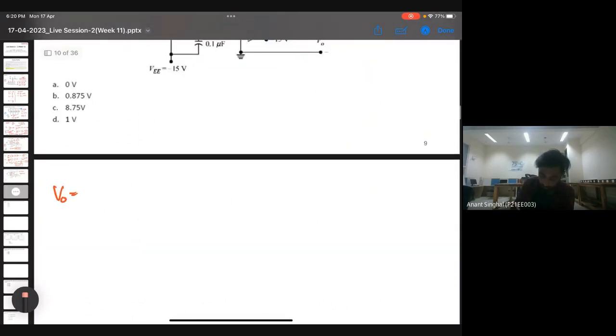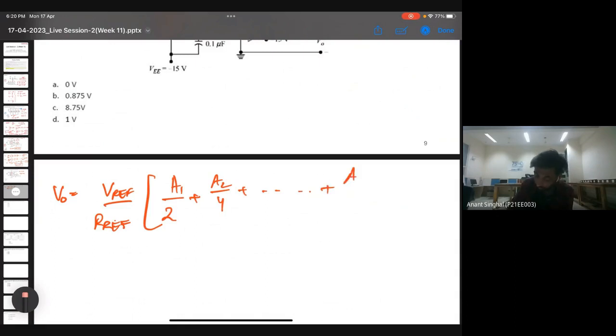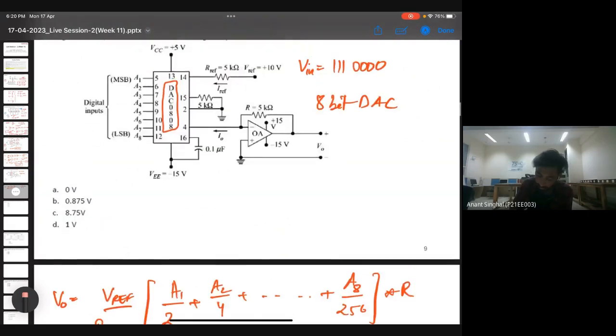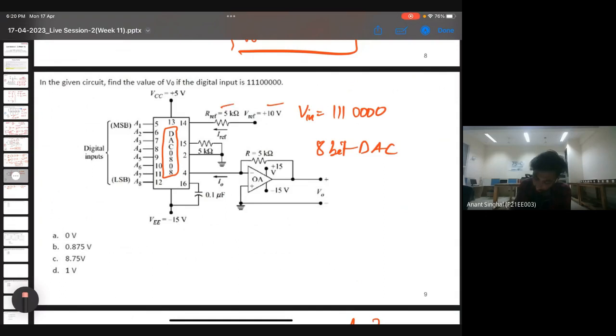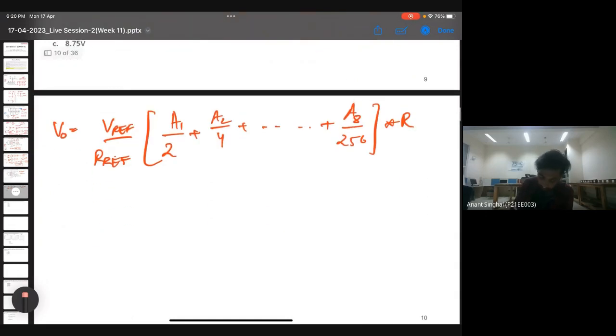So we know the formula is Vref upon Rf, then A1 upon 2 plus A2 upon 4, and so on. We'll go till A8 upon 256, into R. So in the given question, Vref is 10 volt, Rf is given as 10 kilo ohms, then Rf is given as 5 kilo ohms, and R is also given as 5 kilo ohms.